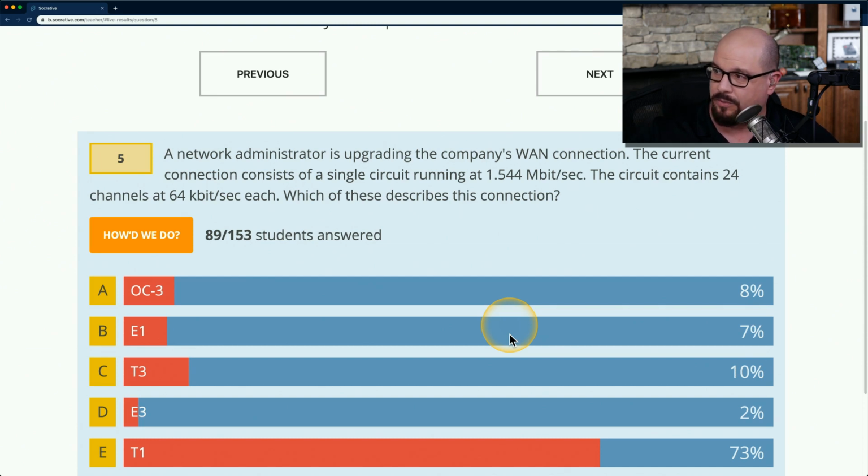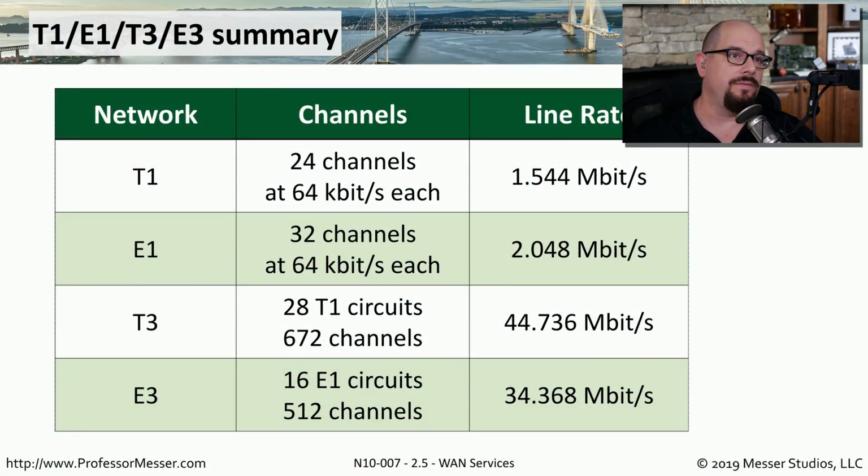Let's look at a summary of what the T1, the E1, the T3, and the E3 are like. Here is this directly from my N10-007 section 2.5. The video is WAN services, and you can see the different speeds for these different wide area network technologies. T1 and E1 are the slowest at 1.544 and about 2 megabits respectively. And then T3 and E3 are effectively 28 and 16 of those respectively. So you're getting up to about 45 megabits and about 34 megabits for those two.